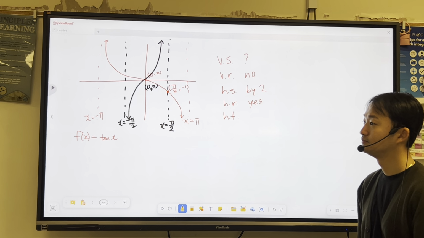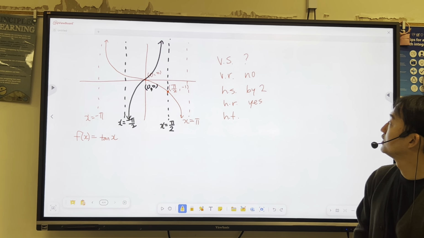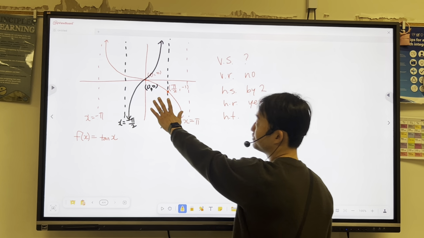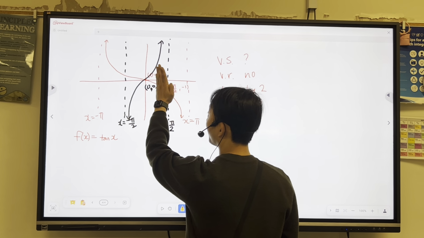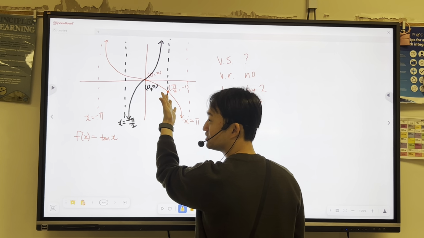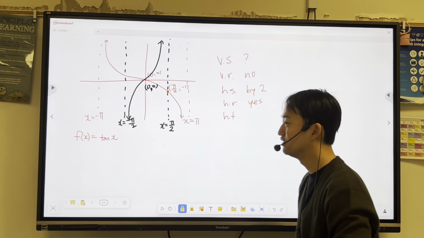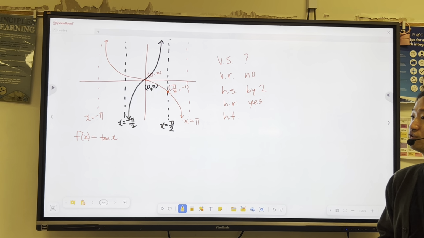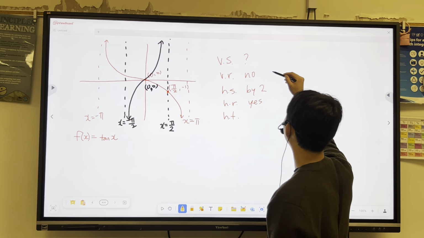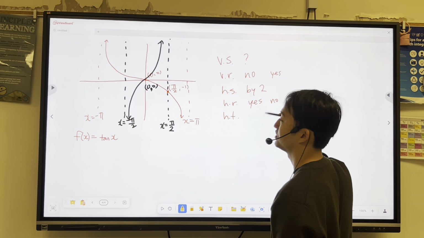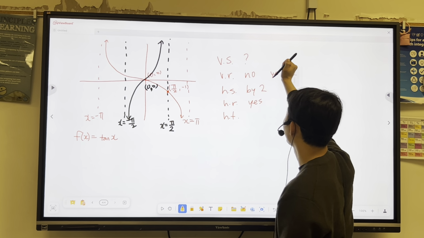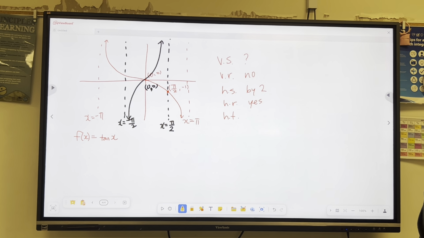Yep. Why yes to the horizontal reflection? Because for the tangent function, it doesn't matter whether I flip it upside down or left and right. And just for fun, I put yes for horizontal reflection. So it doesn't matter. If you want to say yes here and no here, that's also okay. It just can't be both yes or both no.